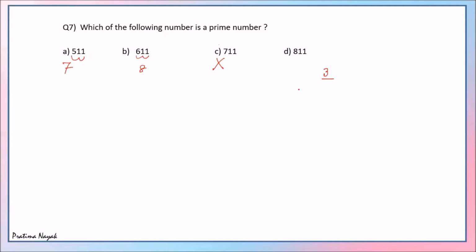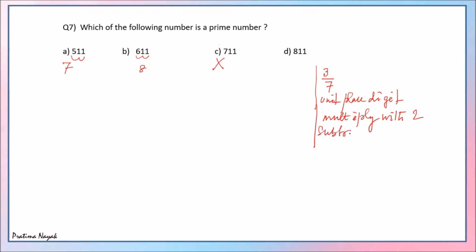And this is also not divisible by 3. Next I'll go for 7. For 7 what I'll do? I told you, take the unit place digit and multiply with 2. Then subtract from the remaining 2 digits. If it is a multiple of 7, then it is divisible by 7.